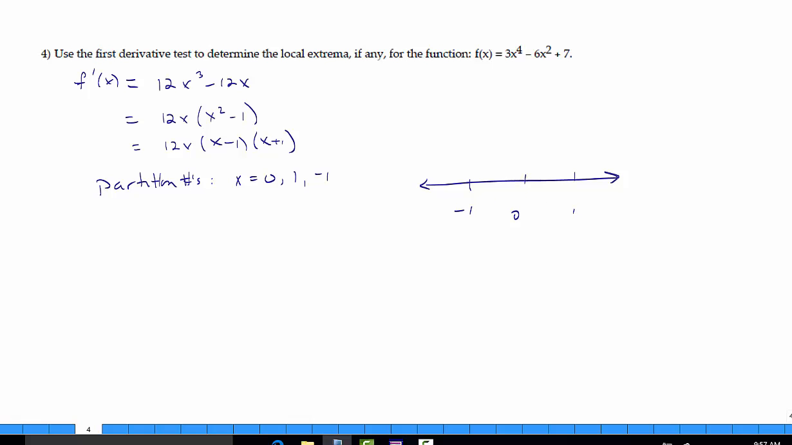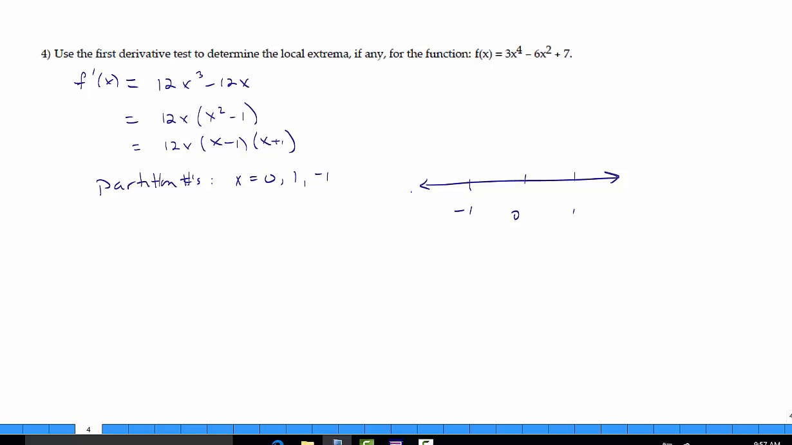Now, there could be some variation in how you do your plus and minus chart. I do have students who will take their test point and plug it in and just get the number. I will look at just the sign when it's factored like this. So you may do it the other way. It makes no difference to me as long as you show me some work.